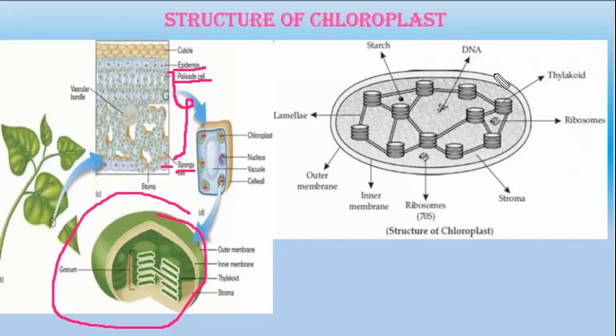Like mitochondria, chloroplast is also a double membrane bound structure. It means it consists of two membranes. One is the outer membrane, so this is the outer membrane, and this is the inner membrane.